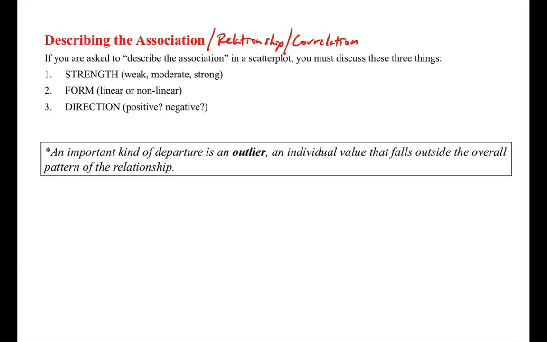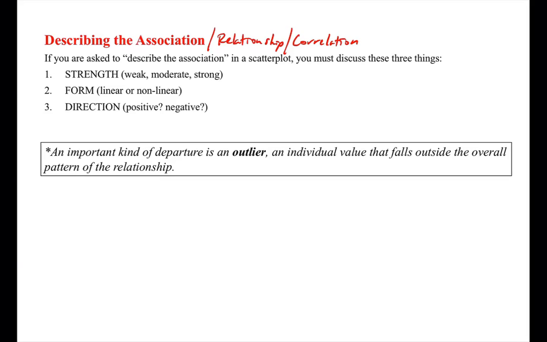Is it a weak relationship, association, or correlation? Is it moderate, not really strong, not really weak, kind of in the middle? Or is it strong, very strong, where everyone who weighs more has a heavy backpack and everyone who weighs less has a lighter backpack? Okay. Form.